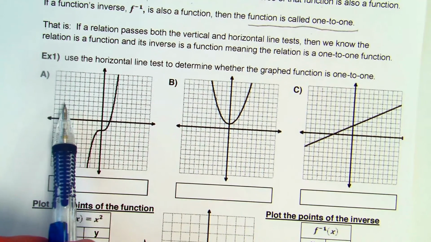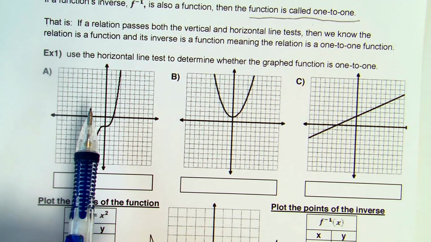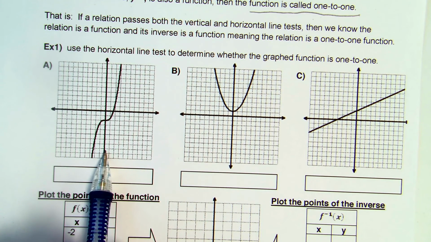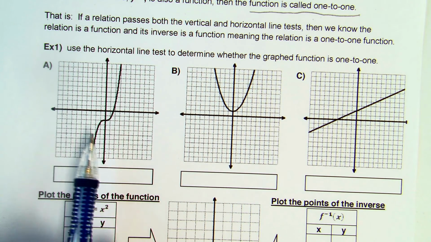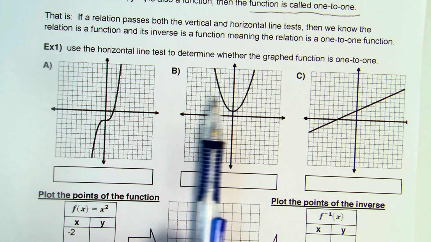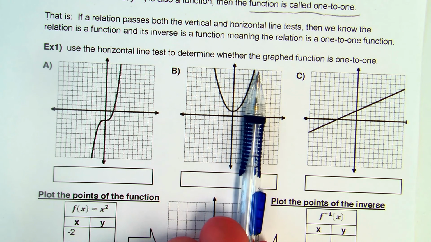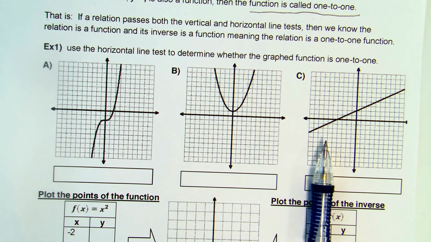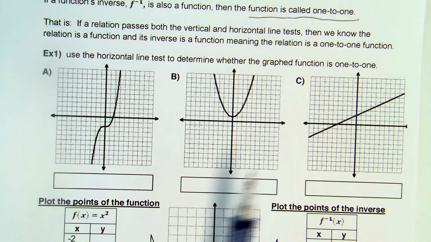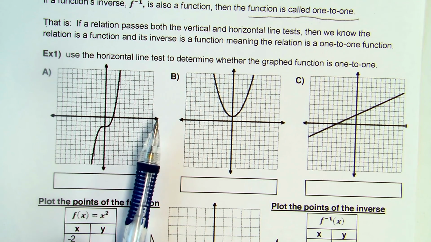Example 1a here, it says use the horizontal line test to determine whether the graphed function is one-to-one. Well, notice this graph is a cubic function. It does pass the vertical line test, so it is a function. B is a quadratic function. It passes the vertical line test. It's a function. The third one is a linear function. It also passes the vertical line test. So it says use the horizontal line test to determine whether the graphed function is one-to-one.